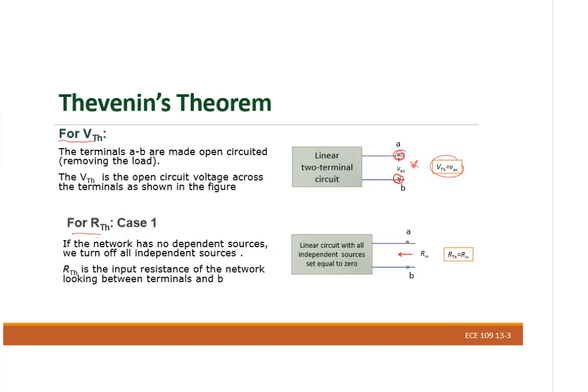RTH. For RTH, we have two cases. Case one, this is important. If the network has no dependent sources, we will turn off all independent sources, which means voltage sources will be short and current sources will be open circuit. Then we look at the resistance value from between A and B. That resistance value will be RTH, which is our input resistance.